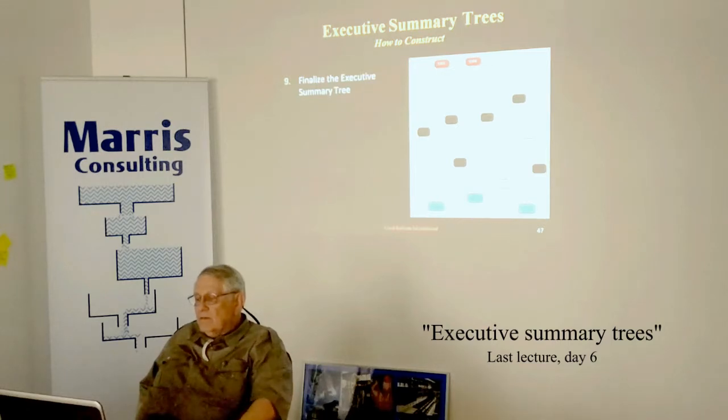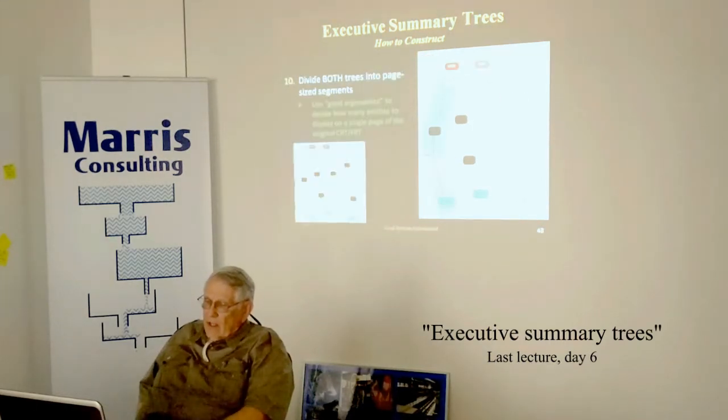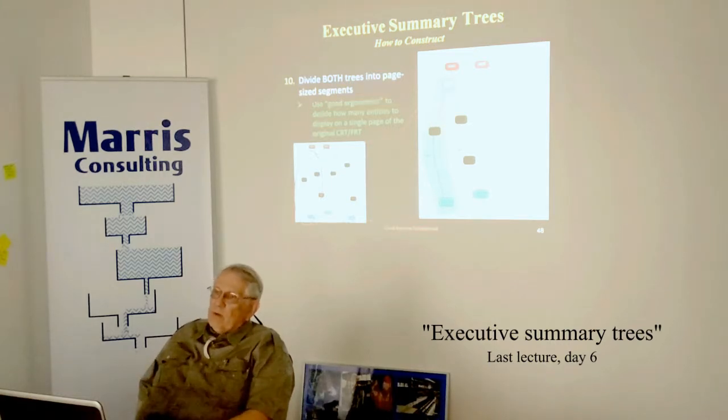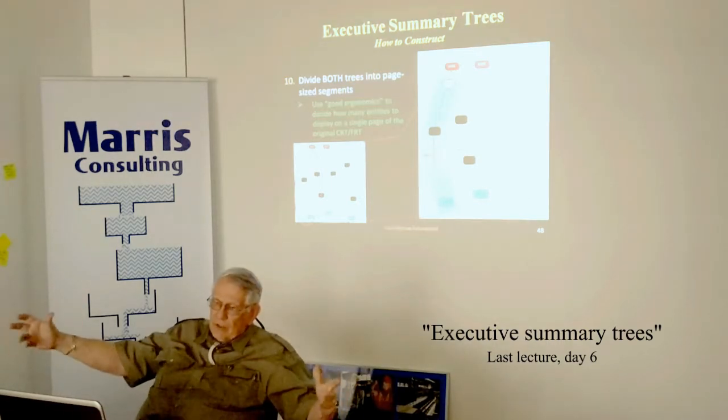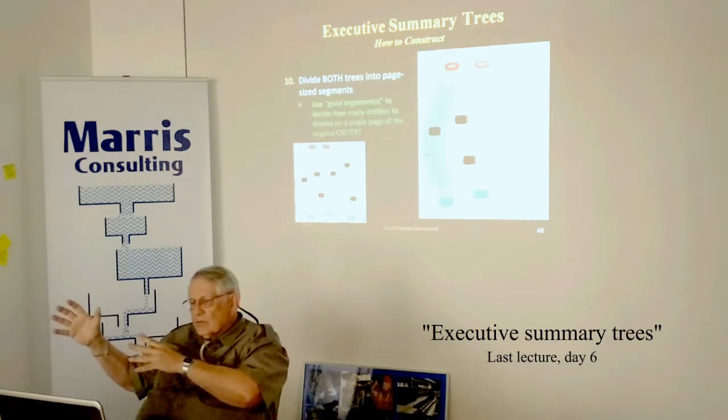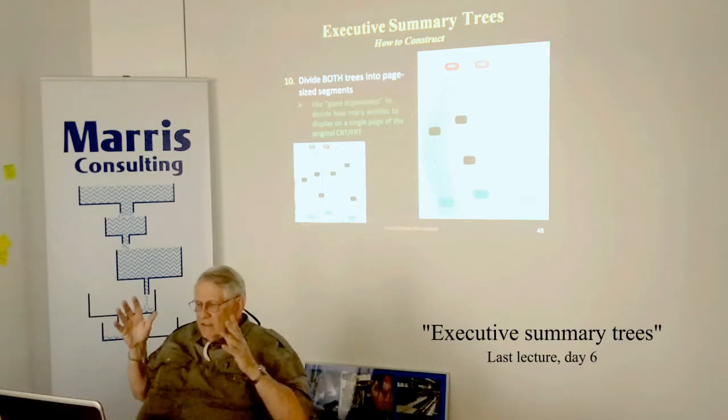Okay, step 9. Finalize the executive summary tree. You're going to convert the dotted lines to solid lines, and that's what you are going to actually brief the executive. Now, here's the trick. You have to be prepared for those inevitable questions. So, step 10, divide both trees. This is the full current reality tree and the executive summary tree into page-sized segments.